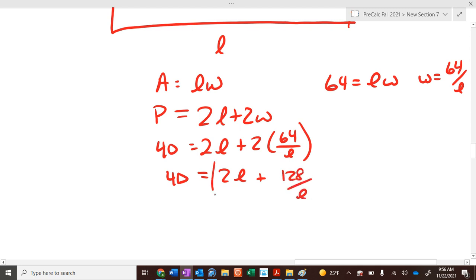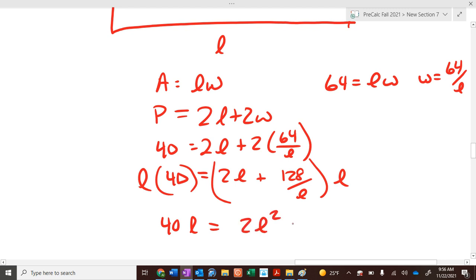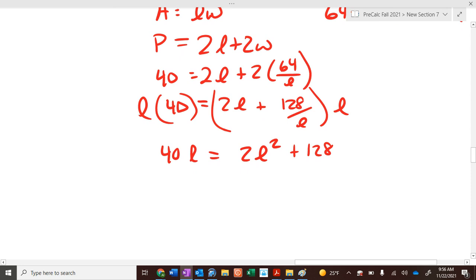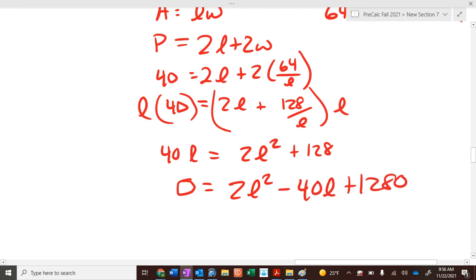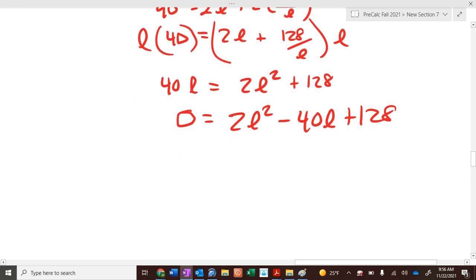To get L off the bottom, I multiply everything by L on both sides. So 40L equals 2L squared plus 128. We move the 40 to the other side. 2L squared minus 40L plus 128 equals 0. Okay? Then what do I have to do? Factor. I would take out a 2 first and get L squared minus 20L plus 64 equals 0.